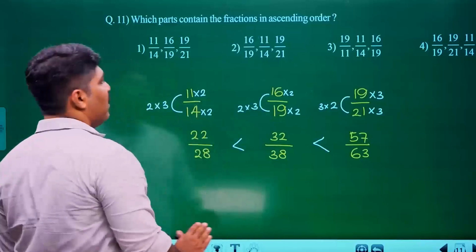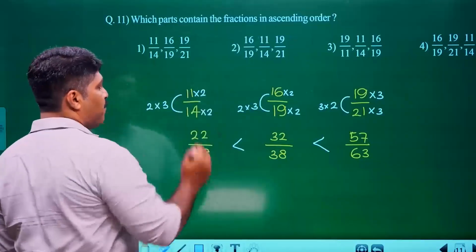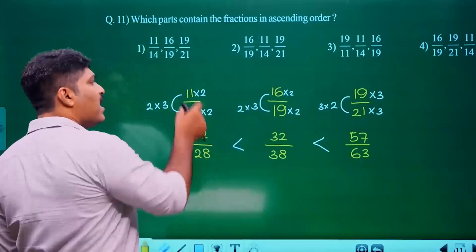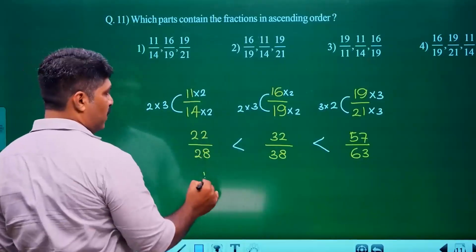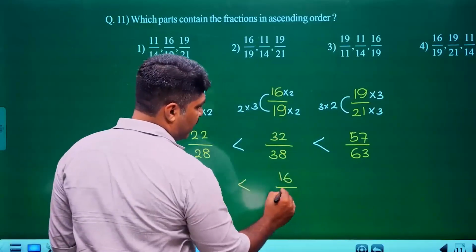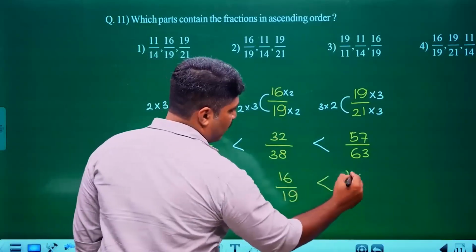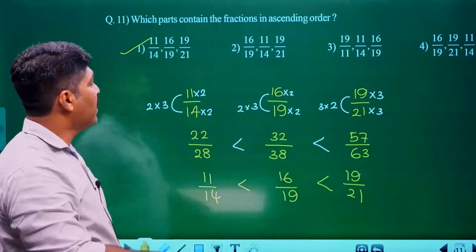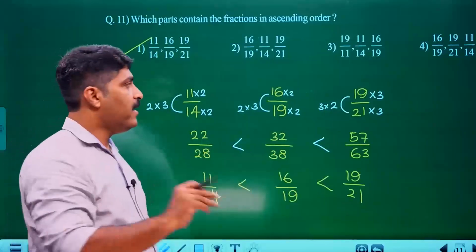So therefore, we just consider the original fractions here. The original fractions corresponding to these values. So the given values are in the order itself. That means 11 by 14 is less than 16 by 19 is less than 19 by 21. So we can apply this trick easily. So therefore, our answer is option 1. Keep this idea in your mind.